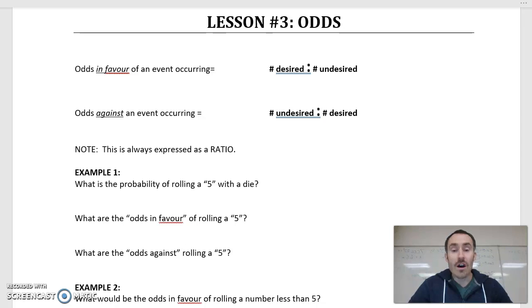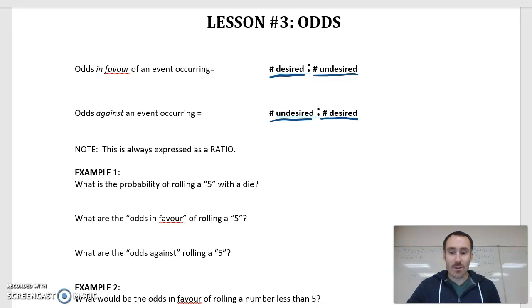So, the odds in favor of something happening are the number of ways that it can happen, so the number of desired outcomes, versus the number of undesired outcomes. And then the other way around, the odds against an event happening, just flip that around: number of undesired outcomes versus number of desired outcomes. Now, that's probably not going to make any sense in your brain right now, and that's why we need to do these examples. Okay, so here we go.